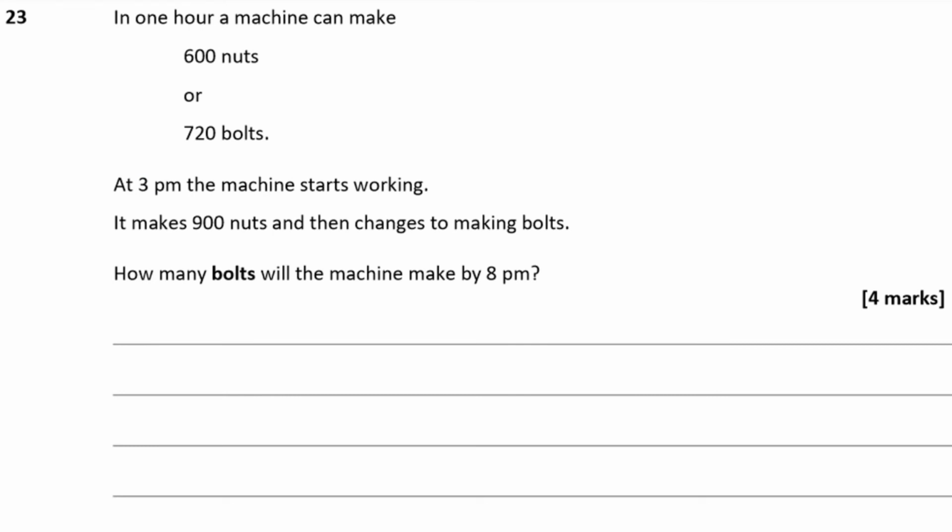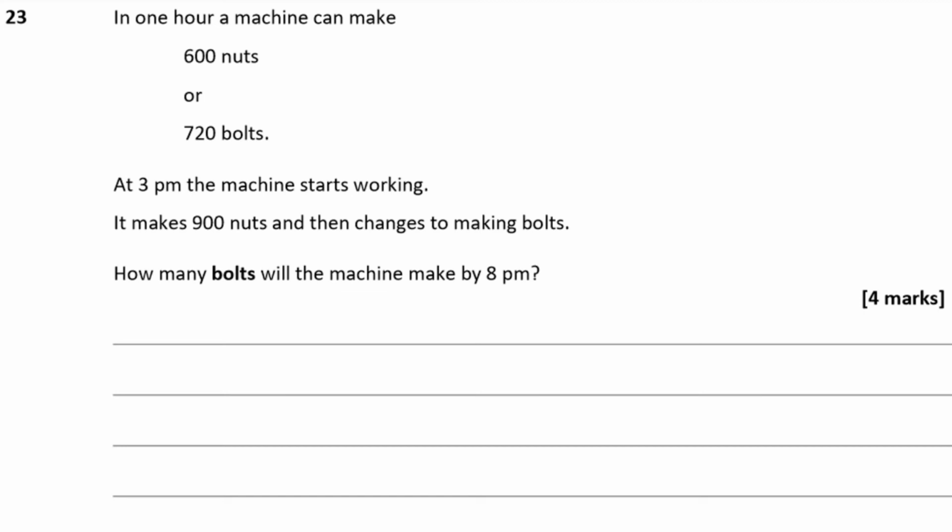Question 23. In 1 hour, a machine can make 600 nuts or 720 bolts. At 3 p.m. the machine starts working. It makes 900 nuts and then changes to making bolts. How many bolts will the machine make by 8 p.m.?